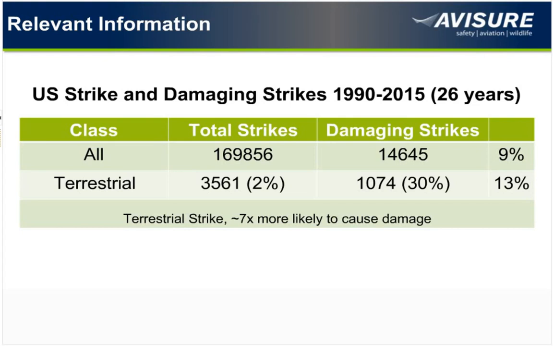Oftentimes, those are large animals, and so if you've looked at the equations around energy and what the likelihood is of damage or the consequence of a strike, the larger the animal, the more likely that there would be damage to the aircraft. And of that 30%, we have 13% of all damaging strikes are terrestrial. So given that, depending on how many strikes you've taken a look at in your history, just based on anecdote, not too often compared to birds do you see terrestrial strikes, but they can be damaging.